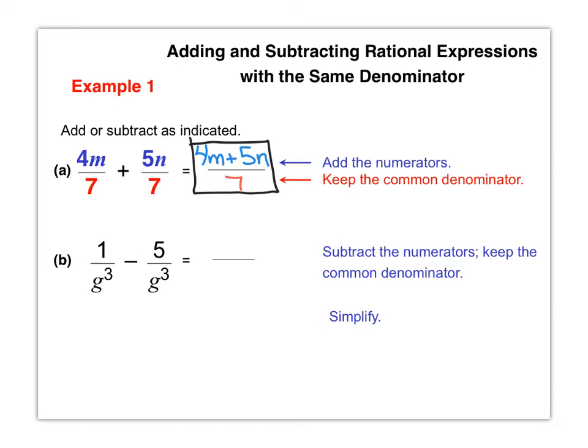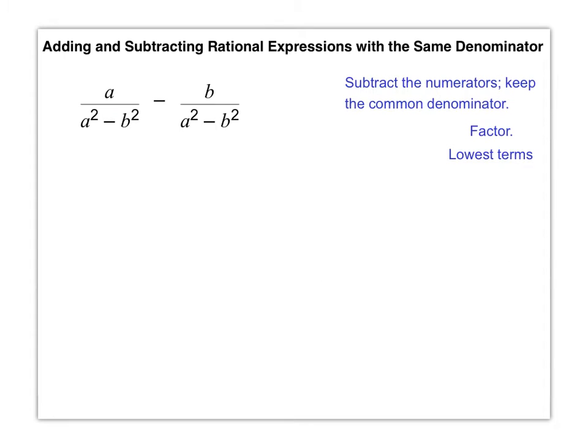And for example B, we have the first rational expression, 1 over g to the third minus 5 over g to the third. Since the denominators are the same, you are going to subtract the numerators. When you subtract the numerators, 1 minus 5, you get -4. And you want to keep that common denominator of g to the third. And if possible, you simplify. This can't be simplified any further, so our answer is -4 over g to the third.